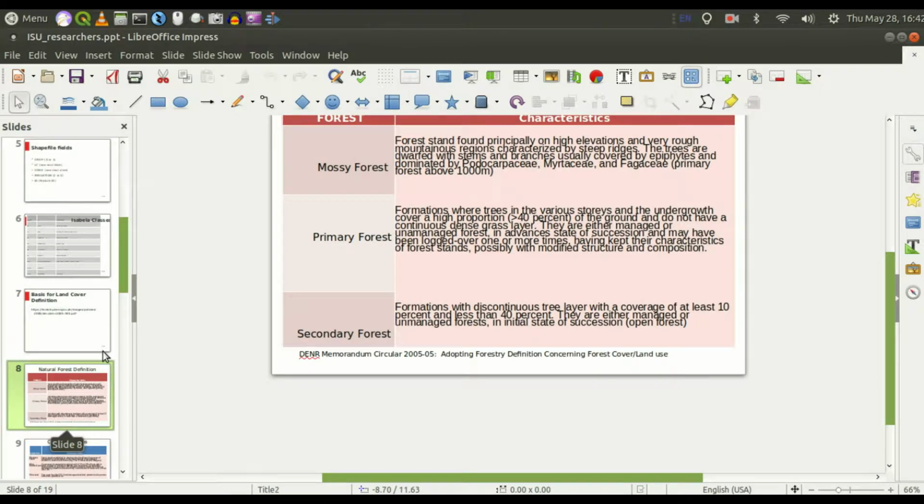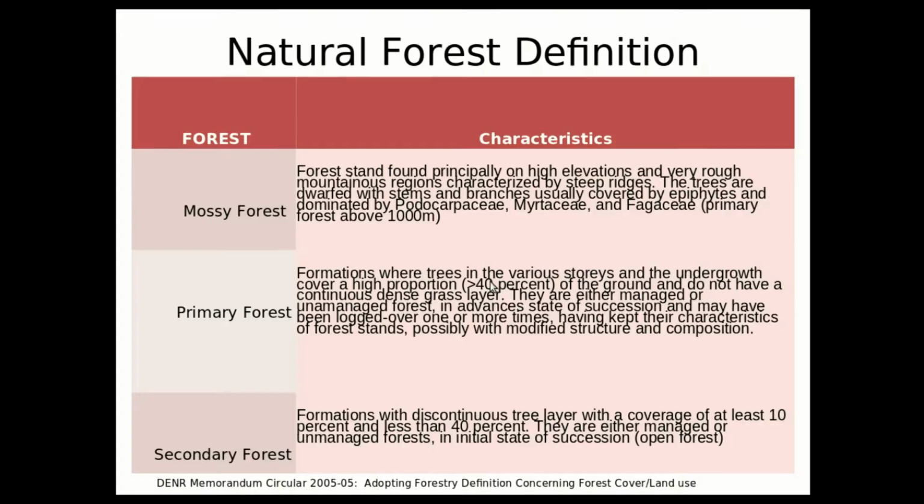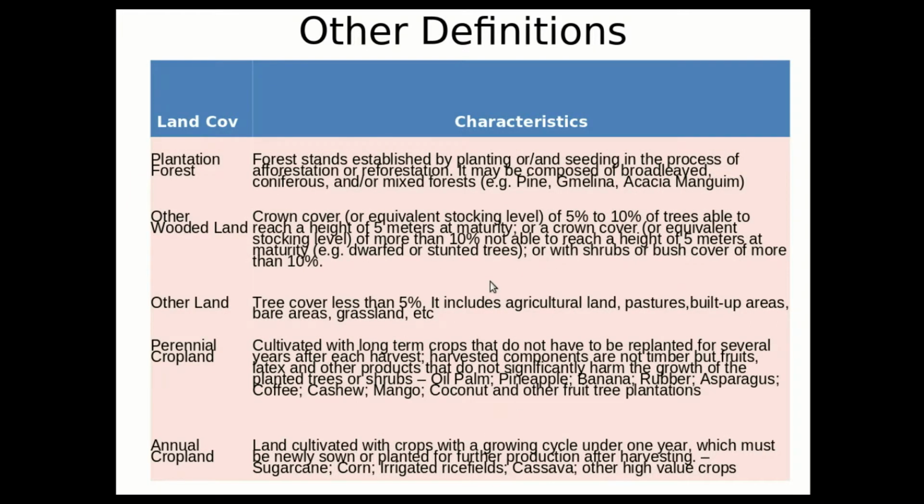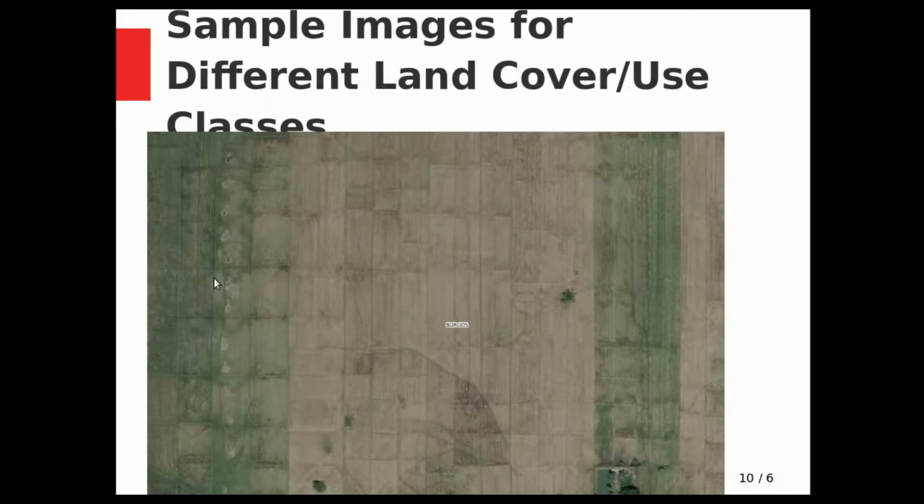So, here are the definitions for the natural forests and other definitions. Again, we disaggregated the perennial cropland and the annual cropland. Now, here are the sample images for the different land cover and use features. This is rice, because it is composed of rice paddies, or what we call the spilapil, the edges of rice fields.